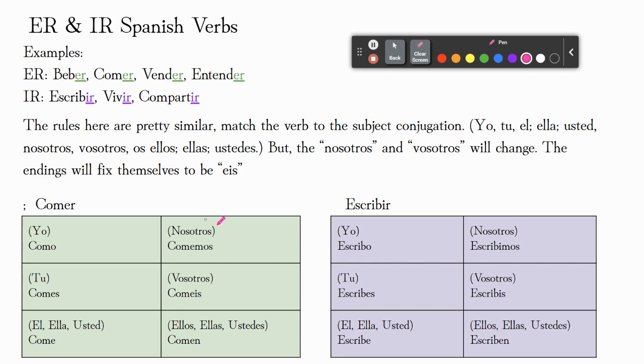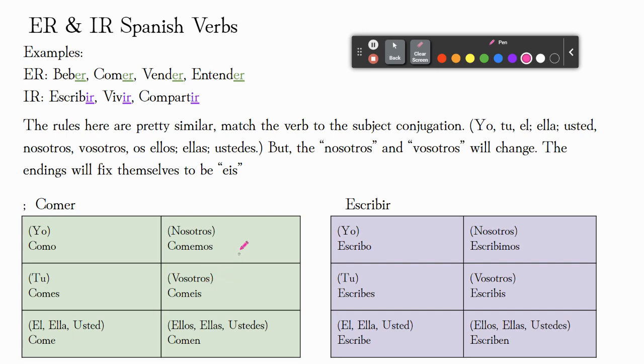And then we have our nosotros form, which ends in MOS. Pretty simple, same. Nosotros comemos. Escribir is nosotros escribimos. And then again, nosotros bebemos, nosotros comemos, vendemos, entendemos, escribimos, vivimos, y compartimos. Always ends in MOS.